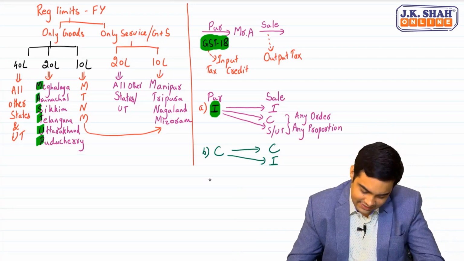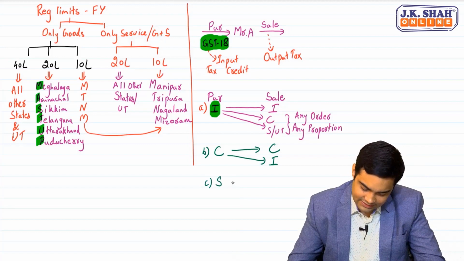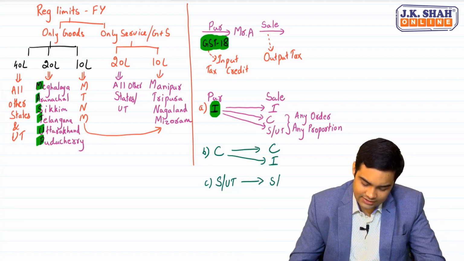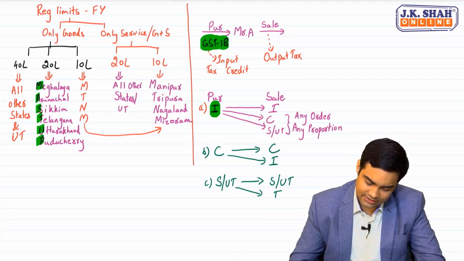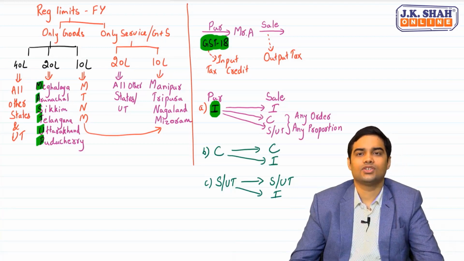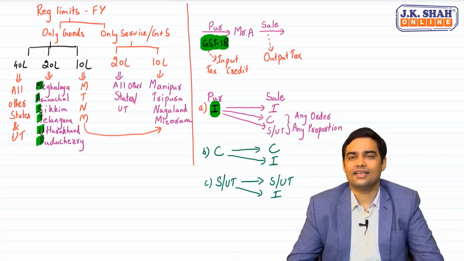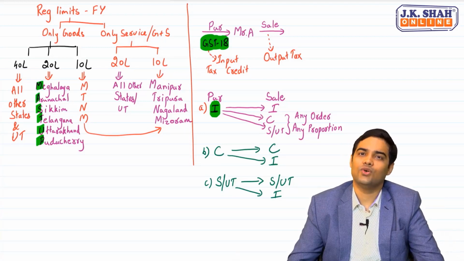And finally, SGST/UTGST would be first adjusted against S/UT, and thereafter this can be adjusted against I. So this entire thing is called the order of utilization.